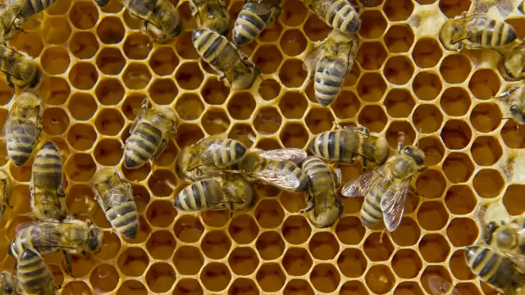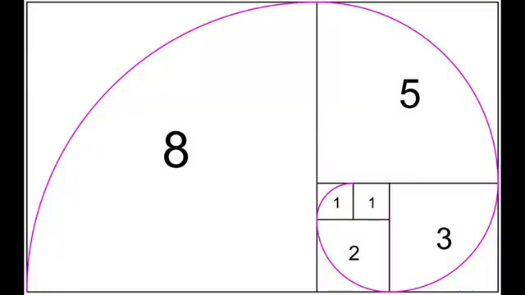Hexagonal efficiency is just one geometric design found in living organic matter. There is a sequence and ratio underpinning all geometric shapes, life, and matter itself. These are the Fibonacci sequence and the golden ratio.